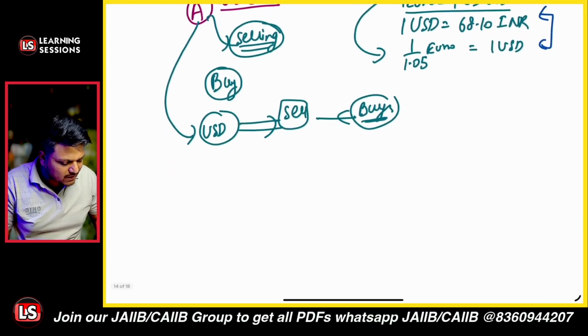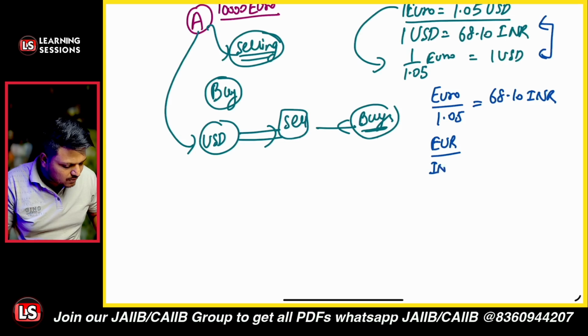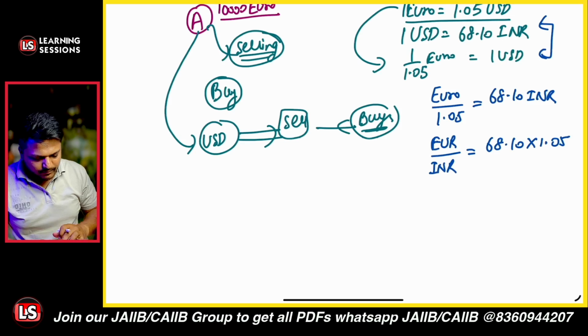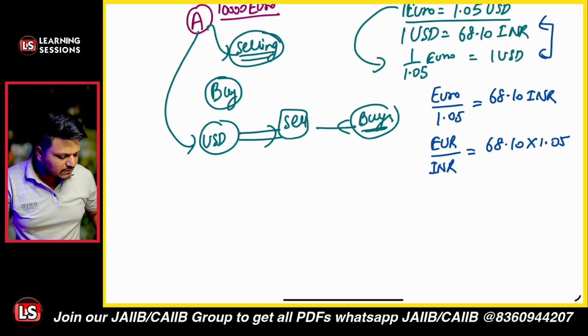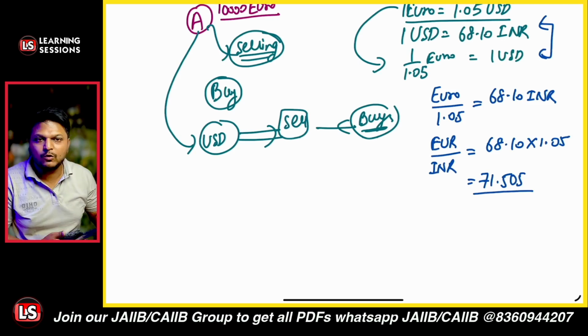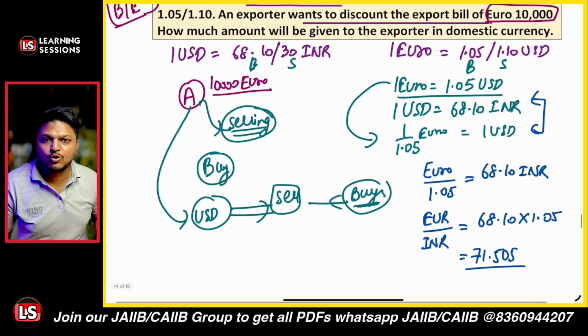We'll be doing simply that, right? So it is euro divided by 1.05 is equal to 68.10 INR. And we can simply get the euro to INR rate, that is 68.10 multiplied by 1.05. Simply solving this, that is 71.505. So this is a cross rate which will be applicable, that is the euro to INR rate.